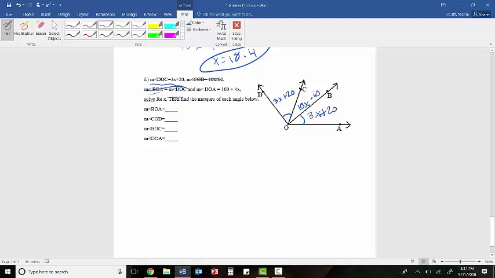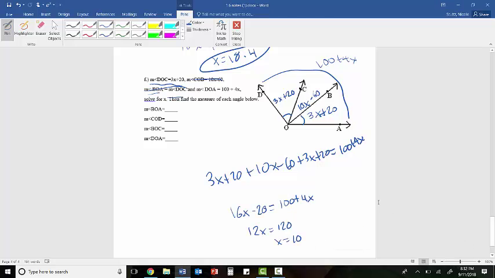The last piece of information says measure of angle DOA is 100 plus 4x. So what you're going to do is you're going to add all these angles together and make it equal the overall angle, which is 100 plus 4x. So our setup's going to look like this: 3x plus 20 plus 10x minus 60 plus 3x plus 20, which equals 100 plus 4x. I went ahead and solved the equation, and when I did my work, I got x equals 10.